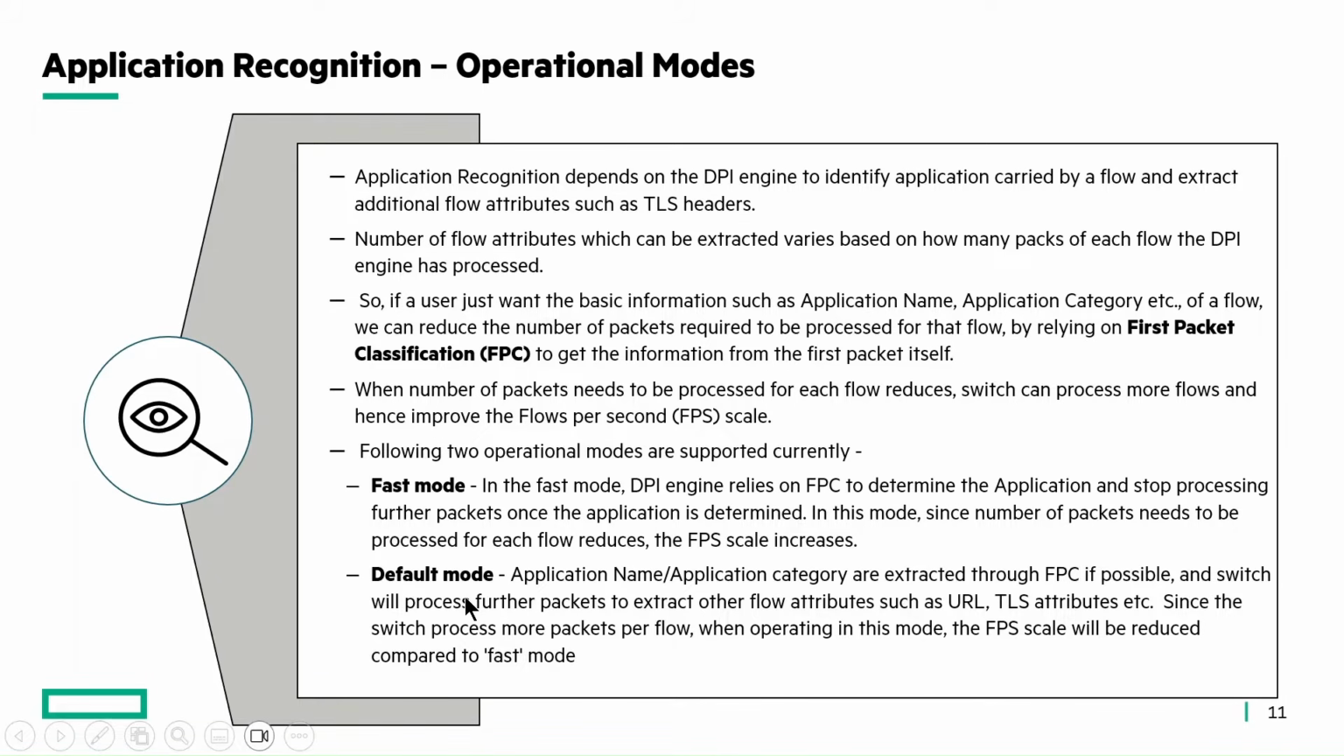The next and the default one is the default mode. The switch will analyze further packets to extract other flow attributes such as URL and then the TLS information, after extracting the application name and then the application category if feasible using the FVC. So when the switch is in this mode, as opposed to the fast mode, the FPS scale will be reduced since the switch processes more packets per flow.